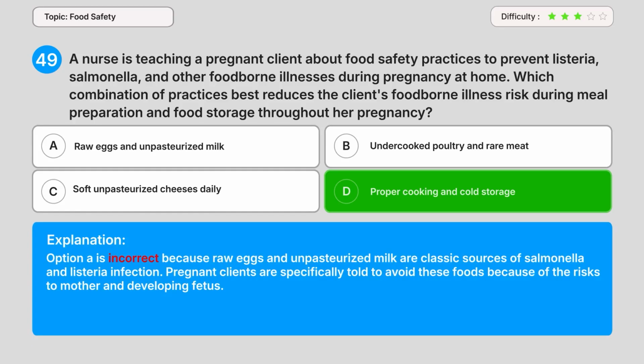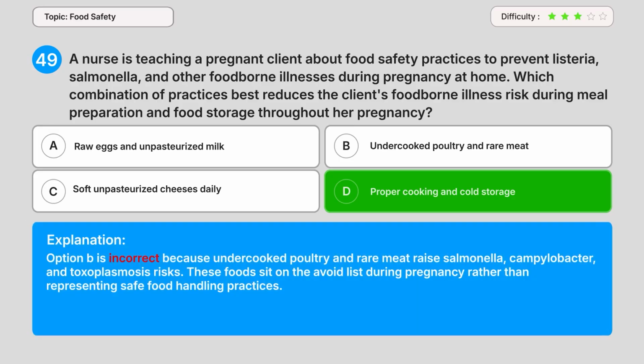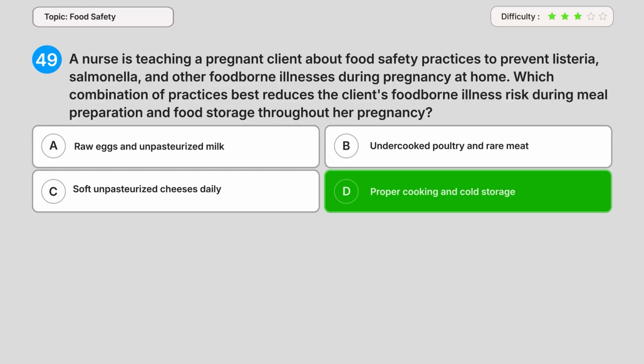Option A is incorrect because raw eggs and unpasteurized milk are classic sources of salmonella and listeria infection. Pregnant clients are specifically told to avoid these foods because of the risks to mother and developing fetus. Option B is incorrect because undercooked poultry and rare meat raise salmonella, campylobacter, and toxoplasmosis risks. These foods sit on the avoid list during pregnancy rather than representing safe food handling practices.